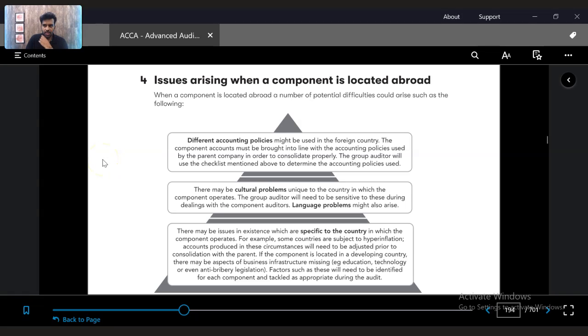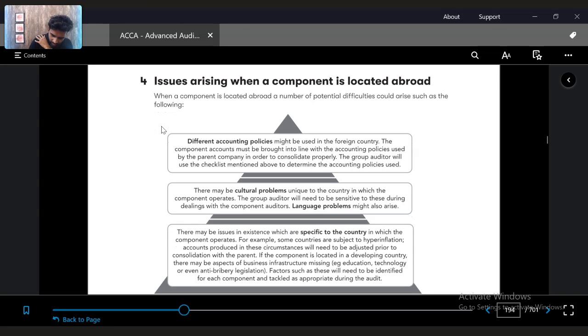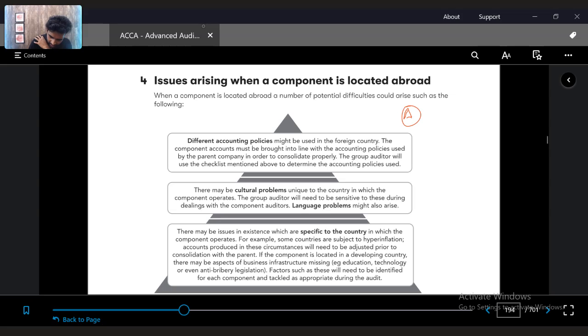Now, what are the issues that could occur when a component is located abroad, which is outside the parent's group jurisdiction? Let's say there is a company A, the parent entity, located in the United States, and it has a subsidiary called company B, located in India. What could be the problems that could arise when you audit this group company?